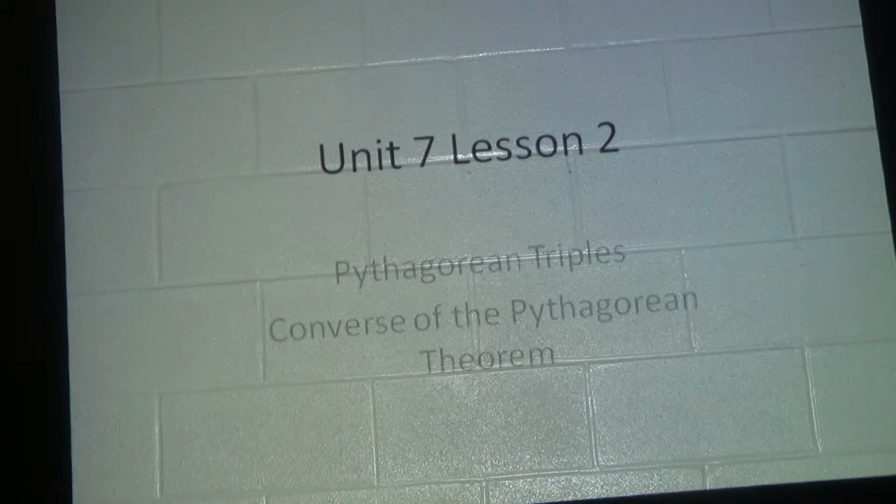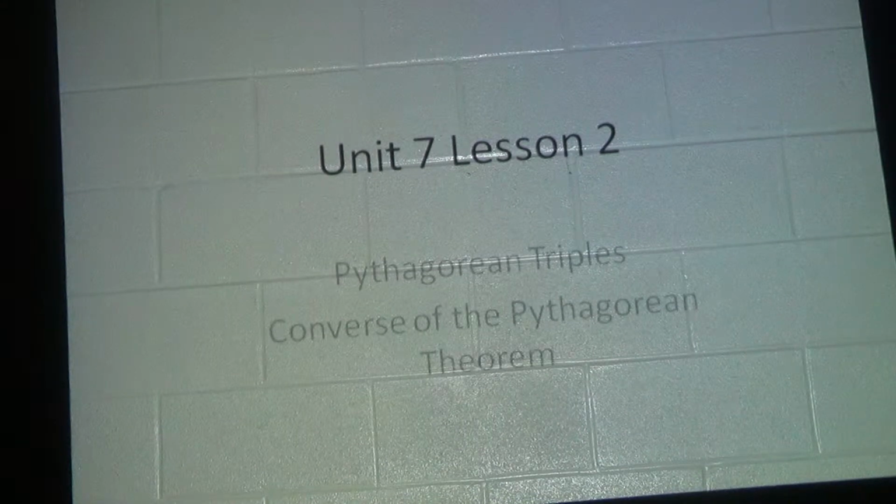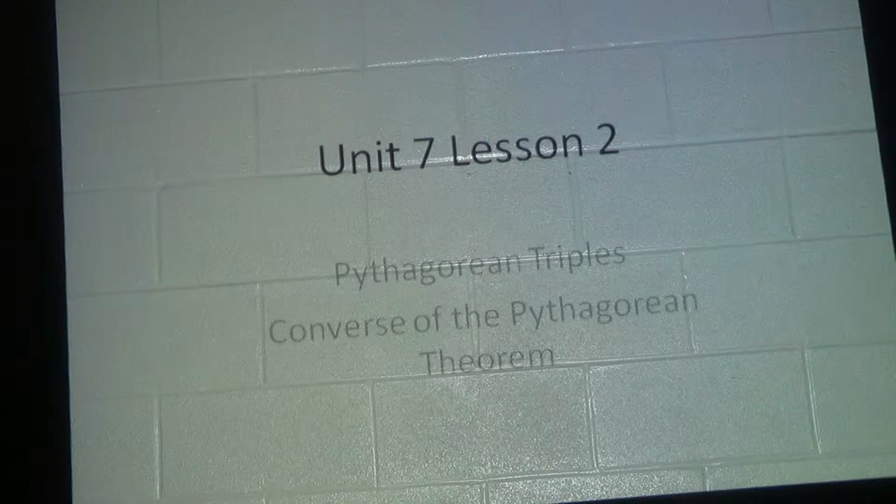This is Unit 7, Lesson 2. It's about Pythagorean triples and the converse of the Pythagorean theorem. Okay, let's take a look and see what we got.